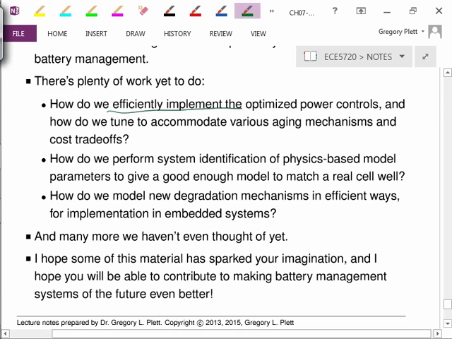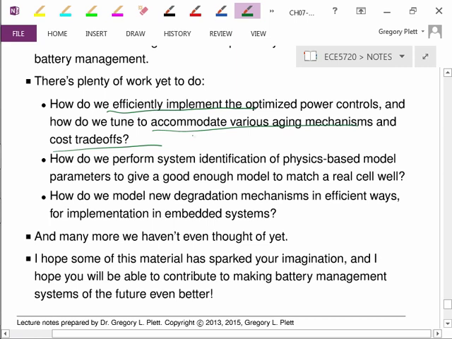So how do we efficiently implement some of these controls? Because these nonlinear optimizations, while they give you great results, are kind of inefficient, or they're slow anyway. And there are ways of doing that using table lookups, for example, of pre-computed solutions, or who knows what you're going to find out when you do your research in this area. How do we tune these algorithms for different aging mechanisms and different cost trade-offs? All of these things for computing power limits. There's a lot of work that could be done there.